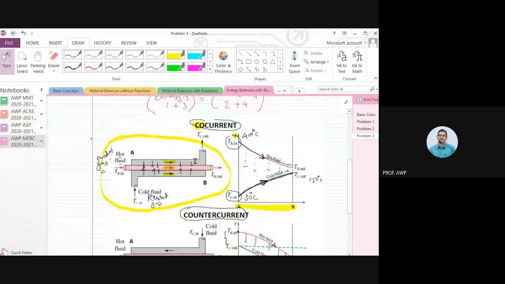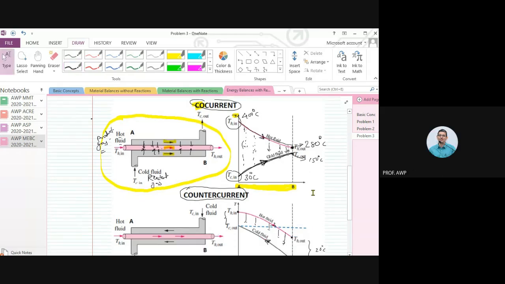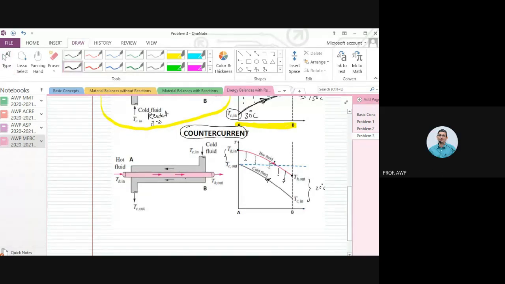The gas gets cooled up to 280 degrees centigrade. So this is 280 degrees centigrade. And this is 150 degrees centigrade. Do you agree, Hardik? Yes, sir. Do we have a 20 degree difference, at least 20 degree difference everywhere? Yes, sir.